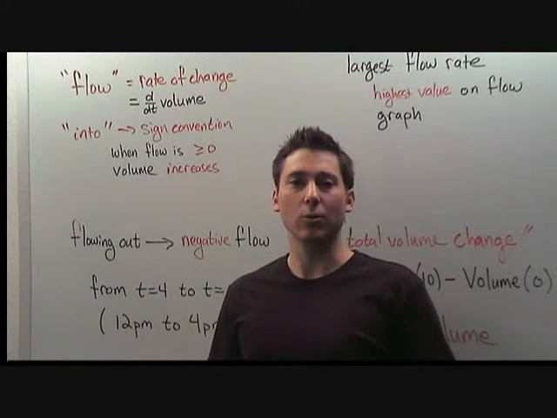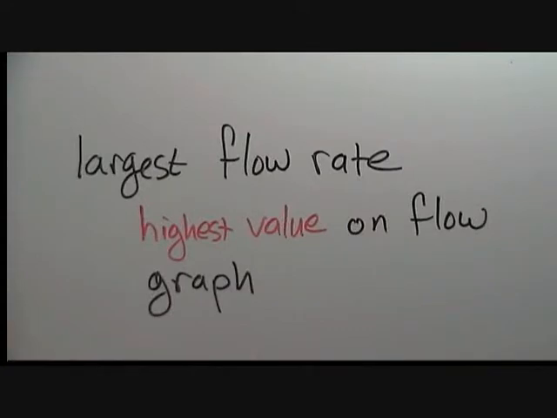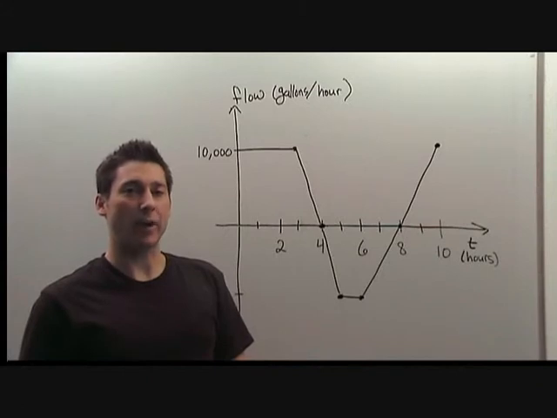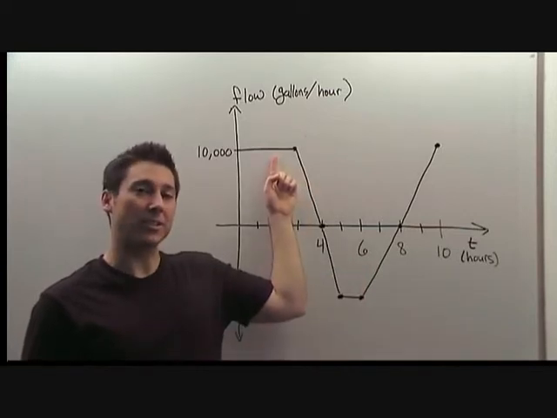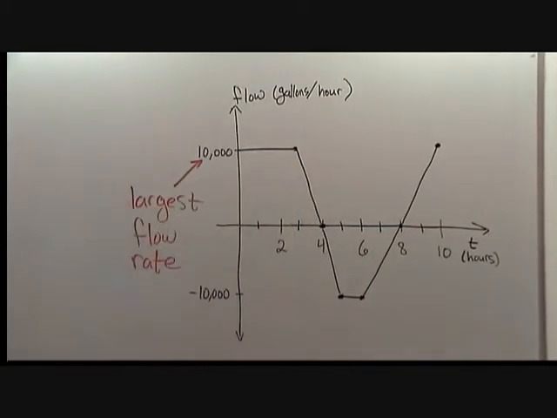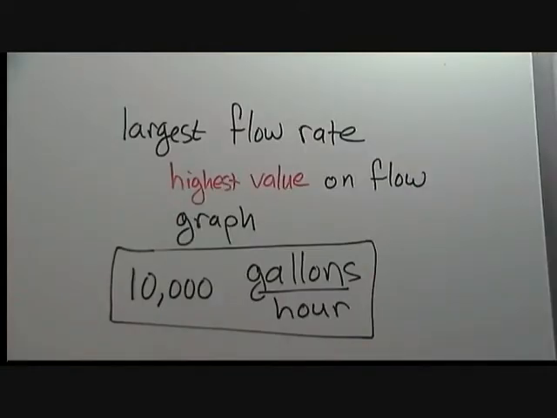Part B asks us, what is the largest flow rate? We need to go back and look at the graph to see the highest value of the flow in the picture. We go back and investigate the graph. The highest value we see on the graph is a flow rate of 10,000 gallons per hour. The answer to part B is 10,000 gallons per hour.